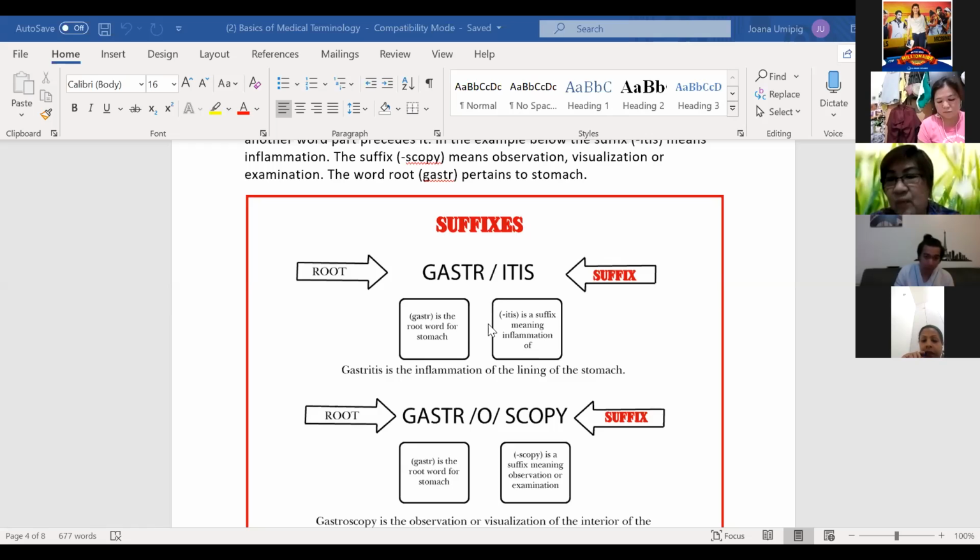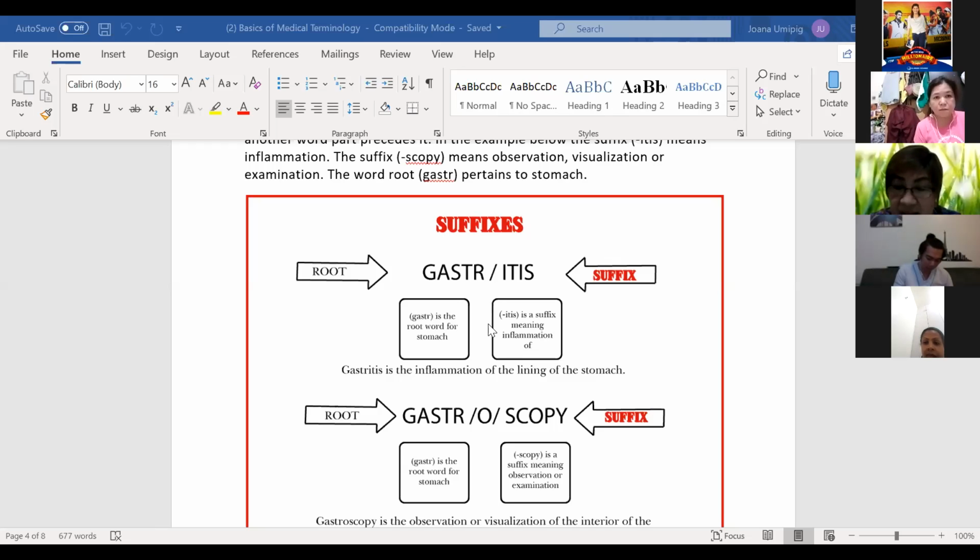The same thing with pneumon. What is pneumon? Pneumon is a root word for the lungs. You put itis as the suffix, pneumonitis. It is the inflammation of the lungs or the infection of the lungs. Okay? Hepa means liver. You add the suffix itis and it's called hepatitis. So it's the infection or inflammation of the liver. Okay? So this is all what it's about.